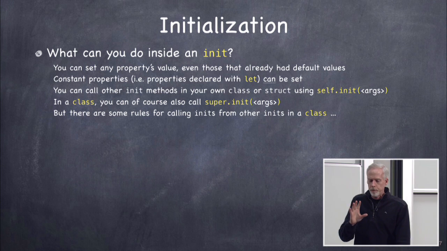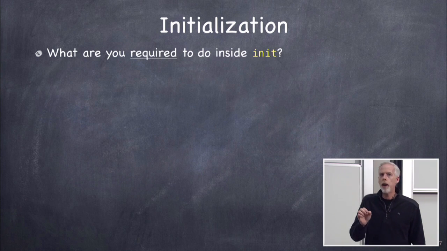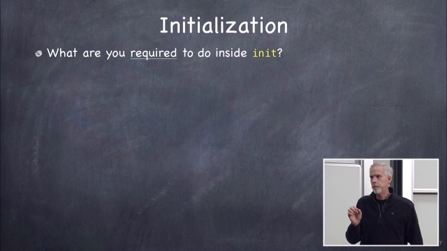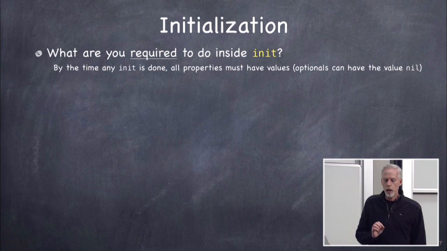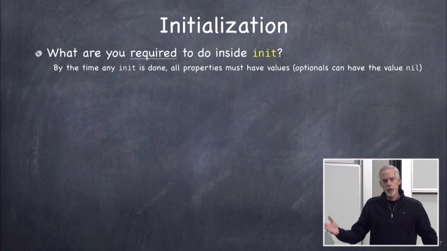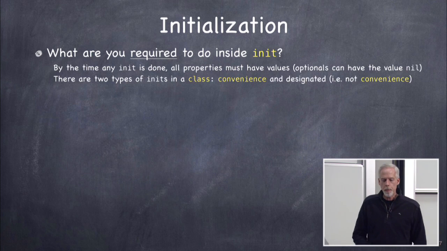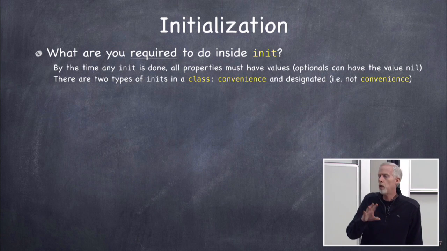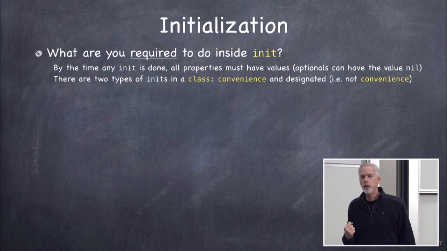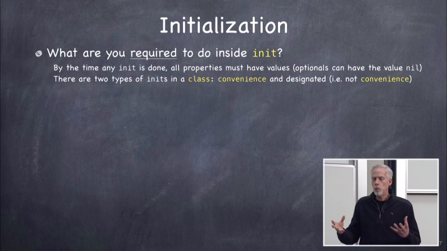So let's start thinking about class and break this down. Let's start with what you are required to do in an init for a class. In a struct, it's easy. You're just required to initialize all your vars that aren't initialized. But in a class, what are you required to do? By the time it's done, you have to have initialized all your vars. We know that. There are two types of initializers. A convenience initializer, this is only for classes, and what's called a designated initializer. Designated is the default. There's no keyword. If it's not marked convenience, then it's a designated.